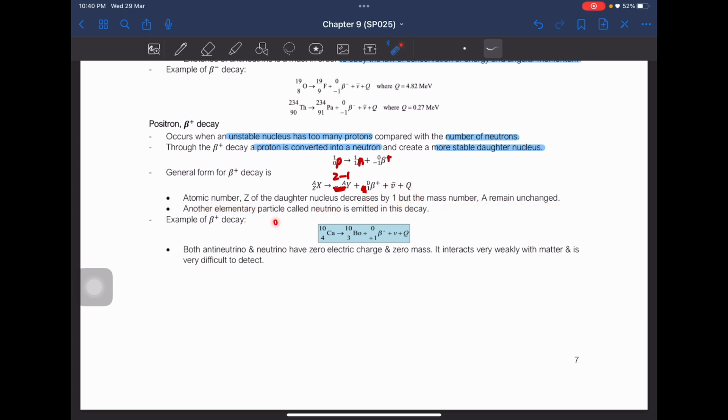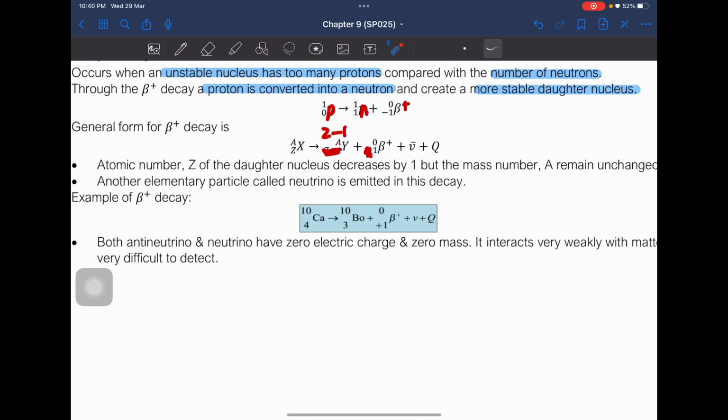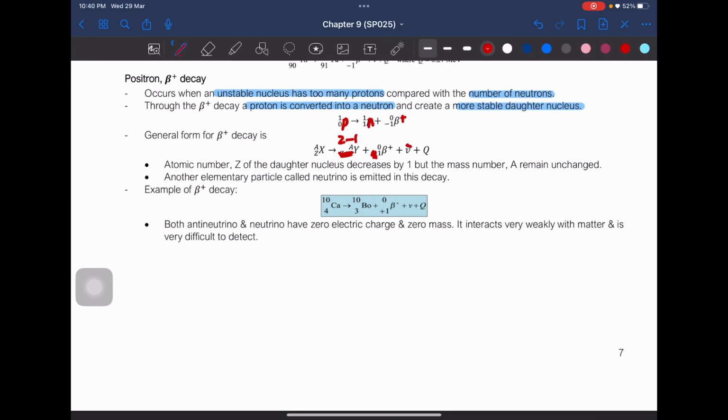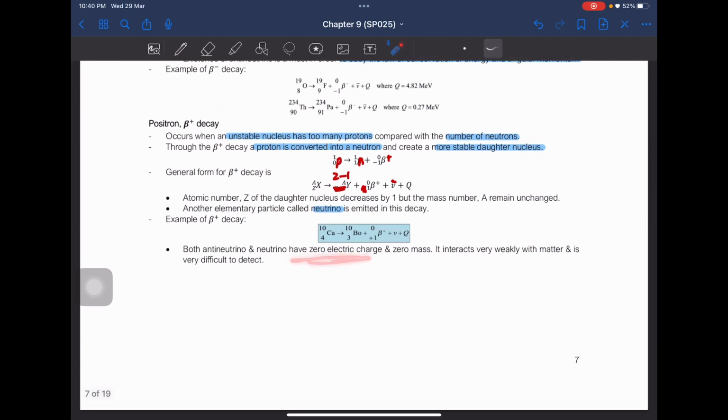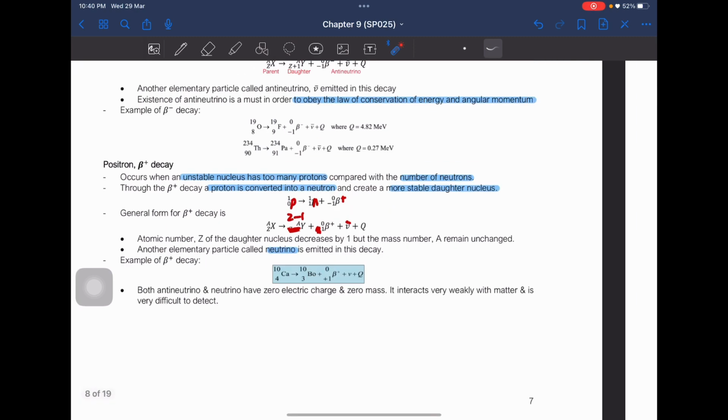Again, an antineutrino is again, another... there are many mistakes here. Okay, so another elementary particle called a neutrino is emitted in this decay. Okay, so just now it was an antineutrino, now it is a neutrino. Why does it come out? Just so that it obeys the law of conservation of energy and angular momentum. So both this antineutrino and neutrino have 0 electric charge and 0 mass. So they interact very weakly with matter and are very difficult to detect.